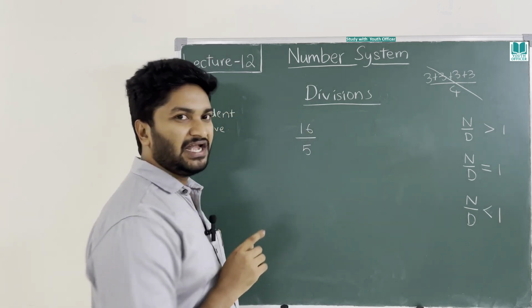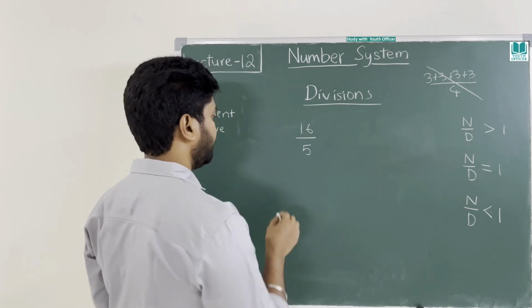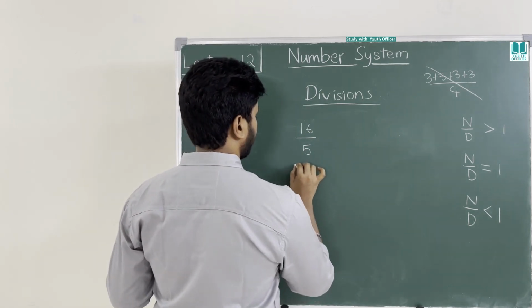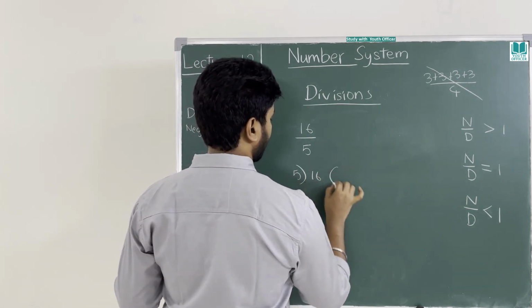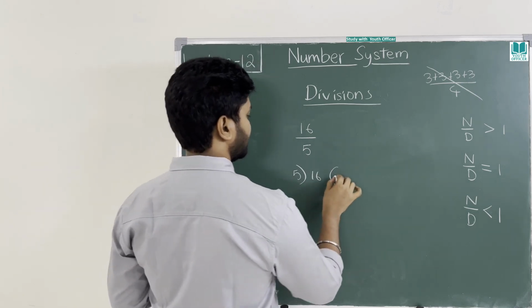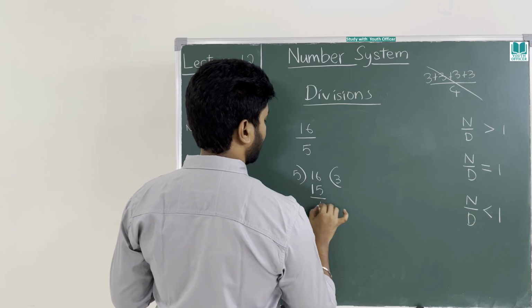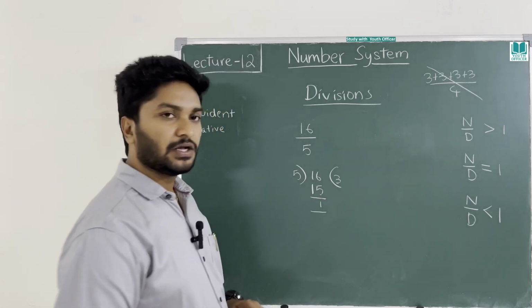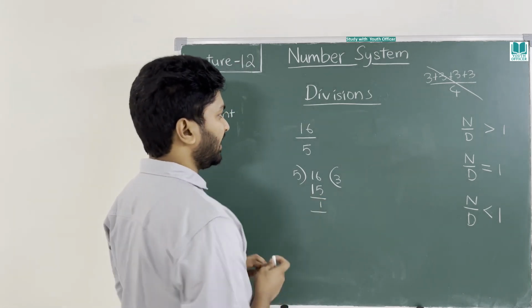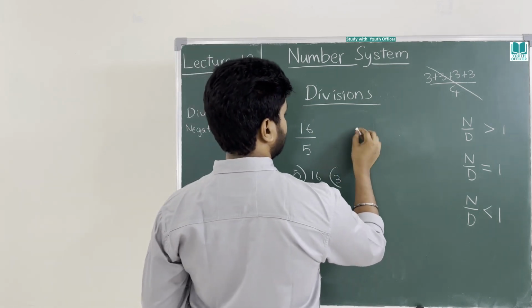We will try to do the division for this number. 16 divided by 5: how many times does 5 go into 16? 3 times. 15. There is a remainder of 1.